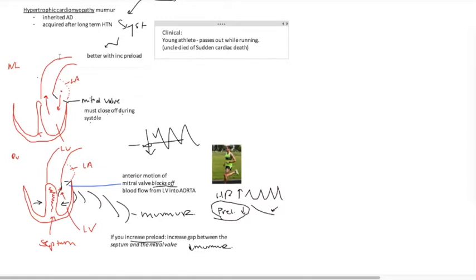His uncle had it or something. Remember, it was autosomal dominant. See how we're linking it all together? It was autosomal dominant. His uncle had it, or dad maybe. He passed out while running because he has this septum issue. That's what you're trying to figure out.